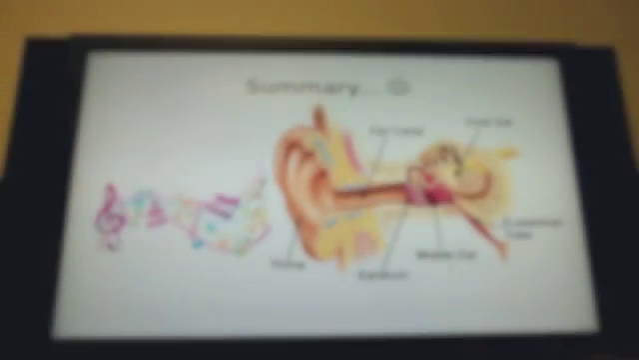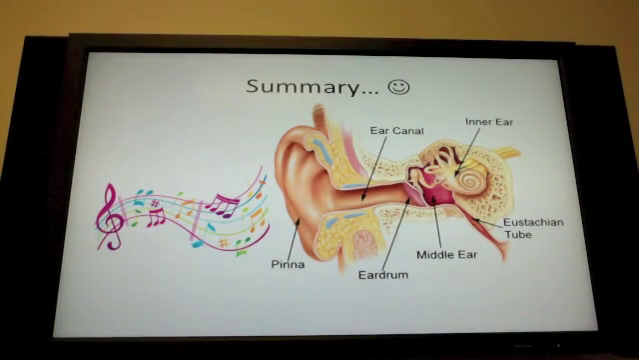In summary, the outer ear is responsible for gathering and funneling sounds from the environment into the auditory mechanism. The tympanic membrane vibrates in response to sound waves and transfers this motion onto the ossicles. The middle ear is responsible for converting sound waves into mechanical energy. Finally, the inner ear is responsible for converting the pressure waves into energy that can be interpreted by the auditory nerve and brain as sound.